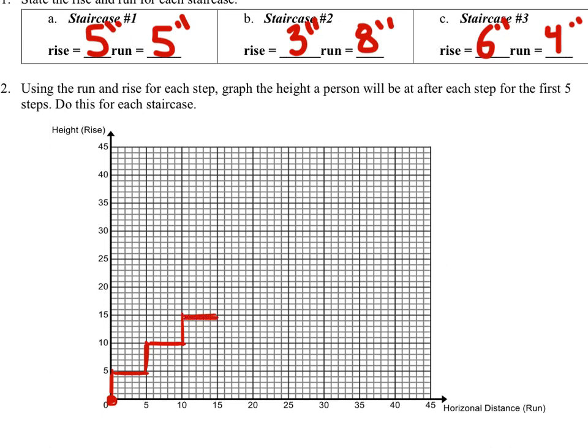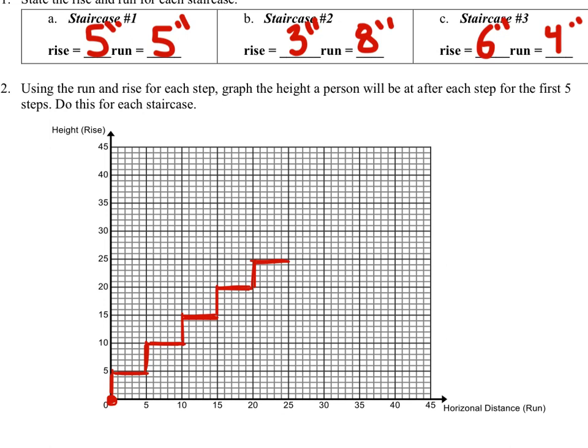I got 3 steps now. Rise of 5, run of 5. 4 steps. Rise of 5, run of 5. That's a nice staircase right there. But we don't know what to compare it with in terms of how steep it is. That looks like a pretty good staircase though.